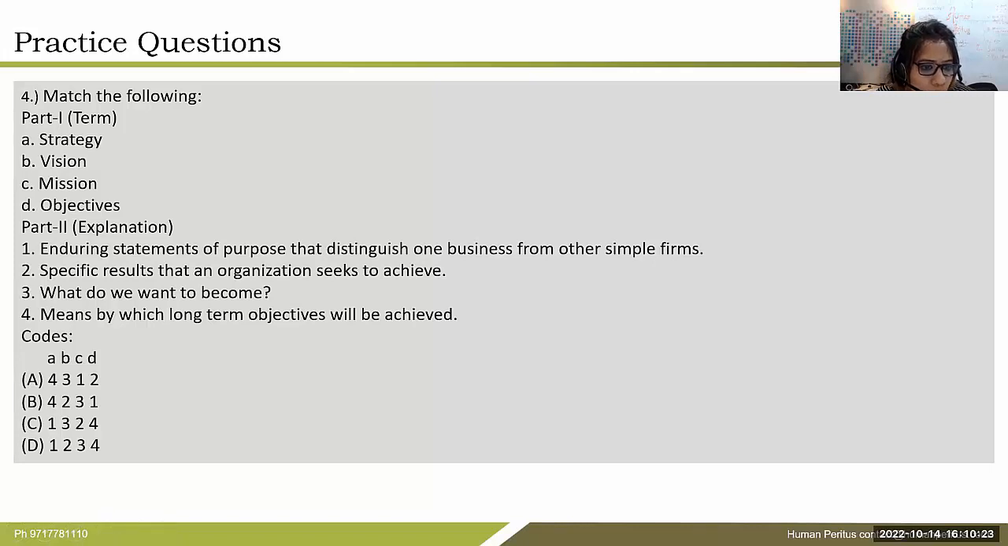Strategy, vision, mission, objectives. What do we want to become? That is vision. Means by which long-term objectives can be achieved. Strategy. Specific results that an organization seeks to achieve. This is a complicated question. I want answers. Okay, let's see the options because this is a previous year question. What do we want to become? Is a vision, right? B3. We have got two options, A and C.